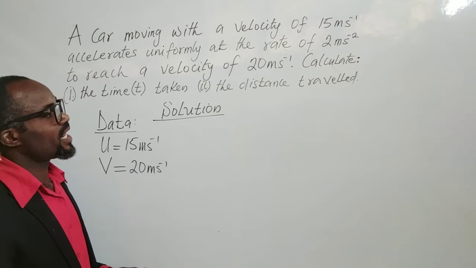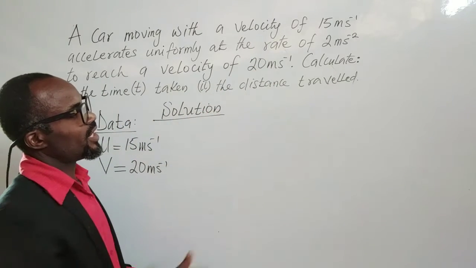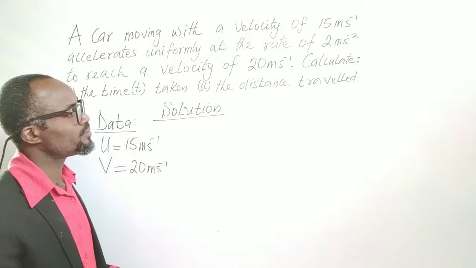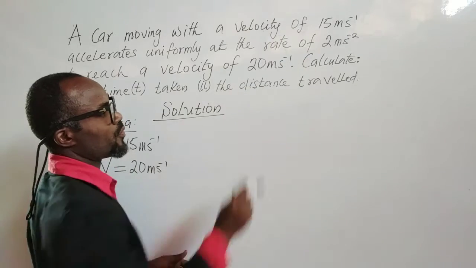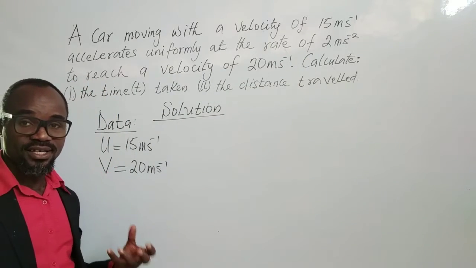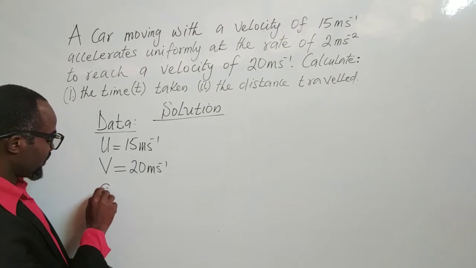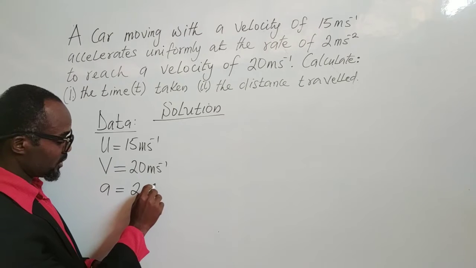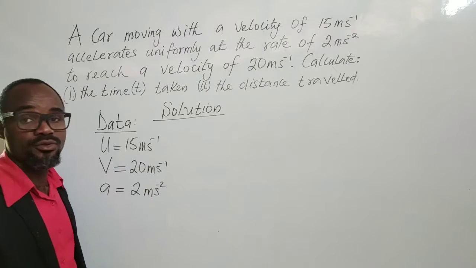All right, but the car accelerates. It accelerates uniformly at the rate of 2 meters per second squared. Look at it. So we take note of that as the acceleration of the car. So acceleration here, a, is equal to 2 meters per second squared.